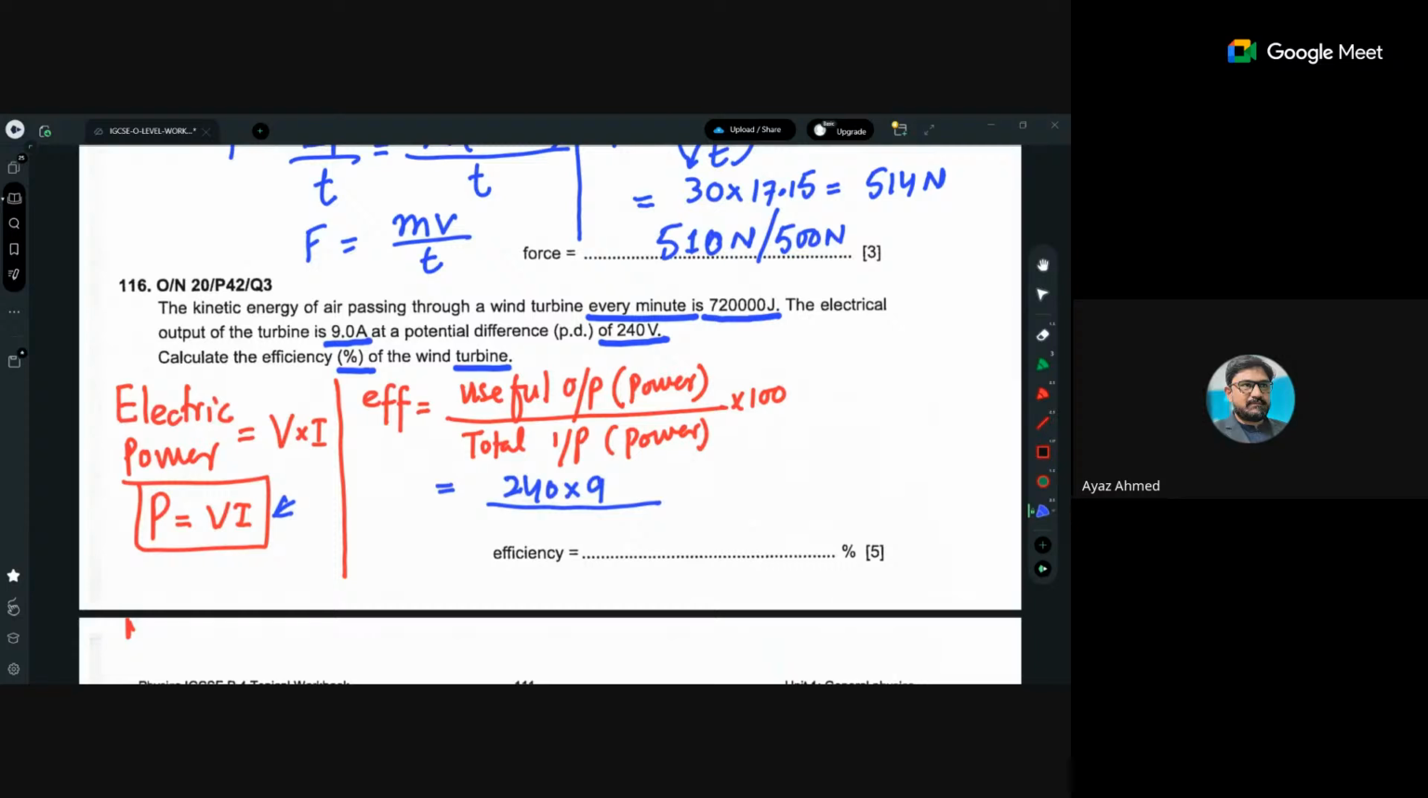And what is the total input power? This is energy divided by time taken. So I will divide 720,000 by 1 minute. 1 minute is basically how many seconds? 60 seconds. So if you just multiply this by 100, is there anyone equipped with a calculator? Yes, sir. Okay, solve it, please.